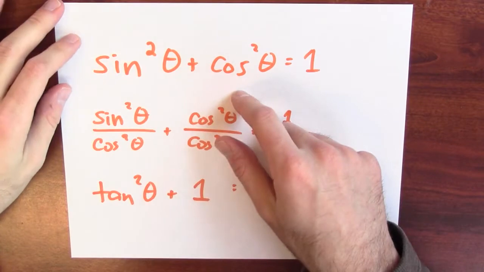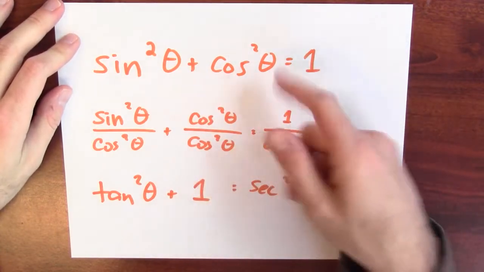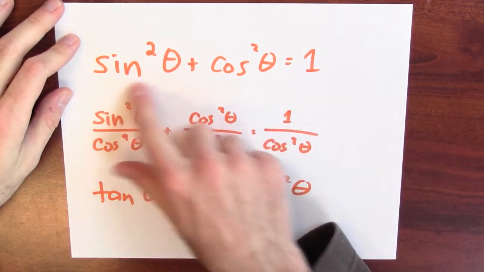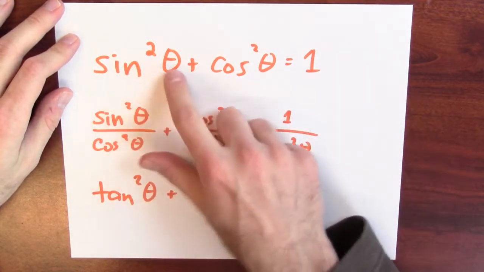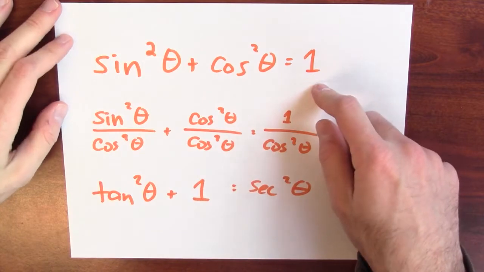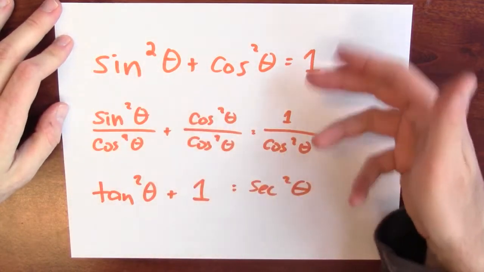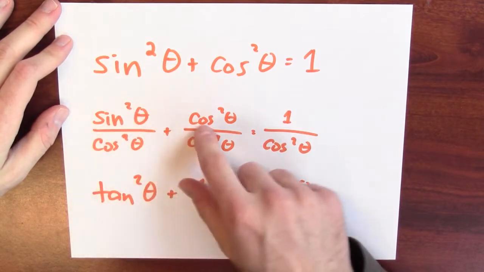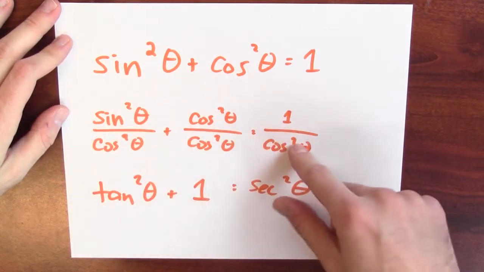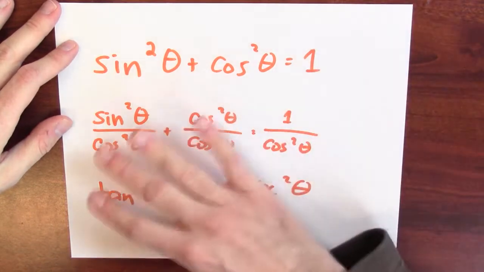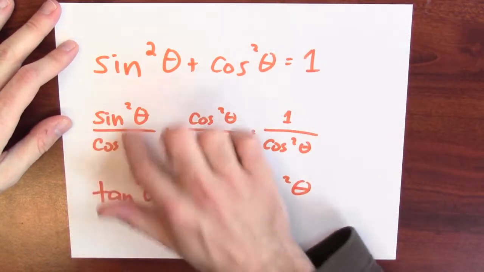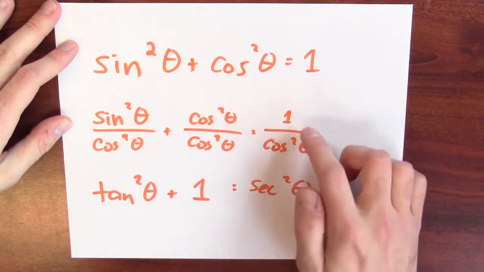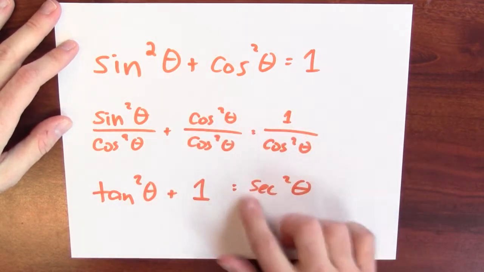Because sine and cosine are the legs of a right triangle with angle theta and hypotenuse of length 1, just by the Pythagorean theorem we get this, that sine squared plus cosine squared is equal to 1. Now if you believe this identity, you could divide it by cosine squared and you get sine squared over cosine squared plus cosine squared over cosine squared is 1 over cosine squared. Now because we've got all these other functions, I could rewrite sine squared over cosine squared as tangent squared. Cosine over cosine is 1. And 1 over cosine squared is secant squared.